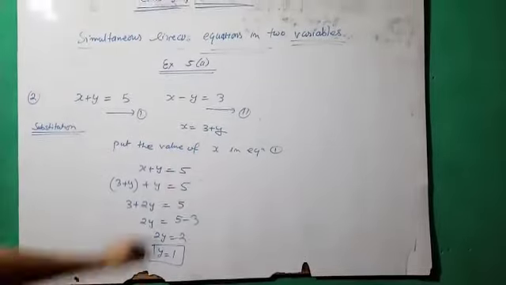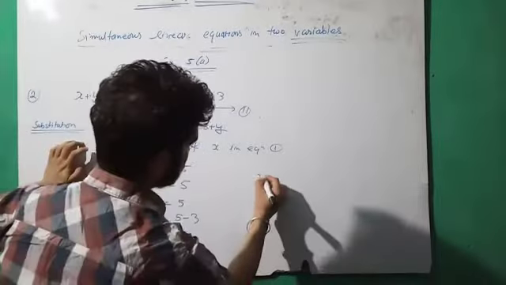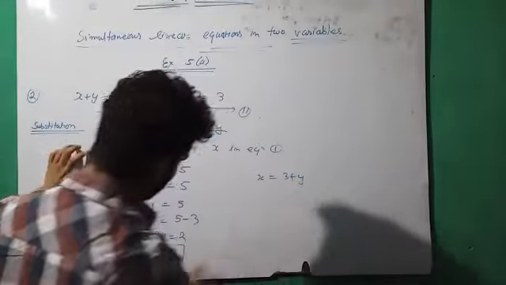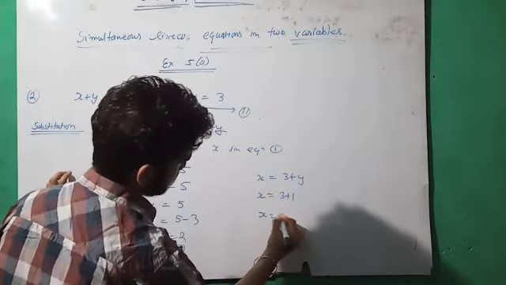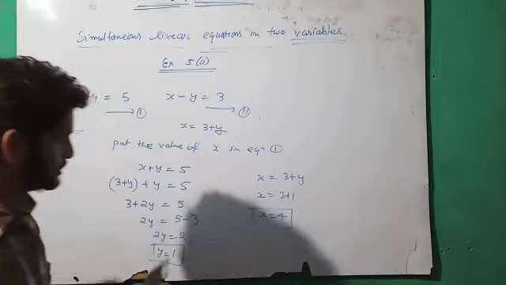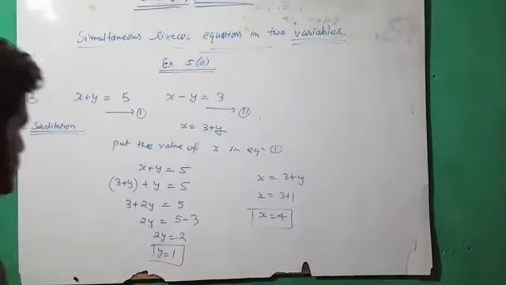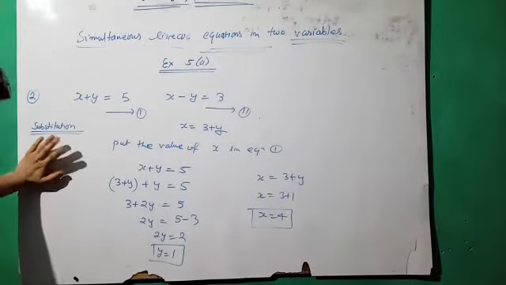Okay, now we can find out x from here. x equal to 3 plus y, and the value of y is 1. So x equal to 3 plus 1, so x equal to 4. So these are the values of x and y, and this solution is by the substitution method.